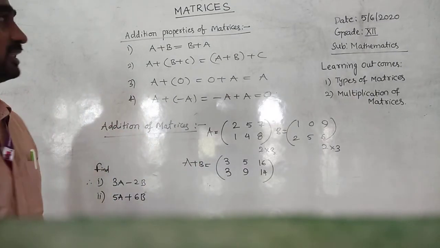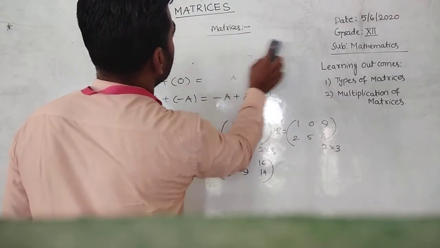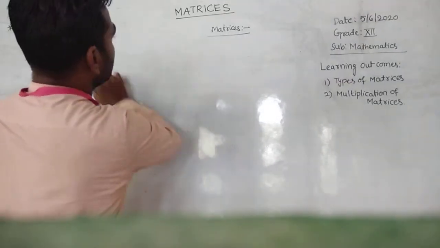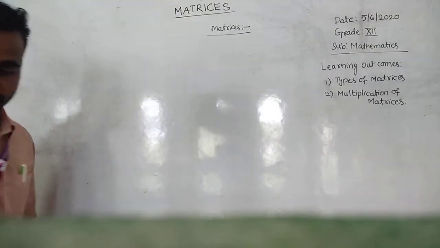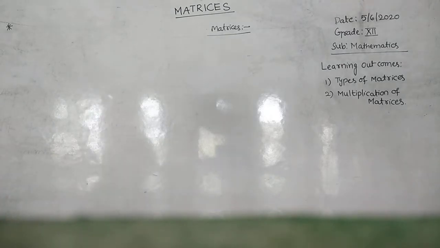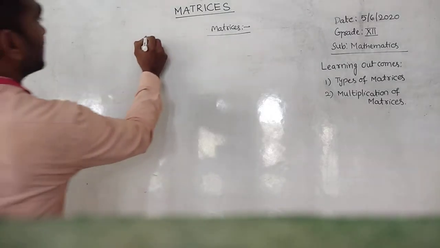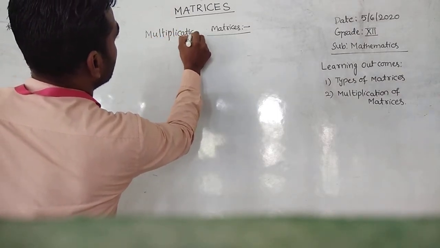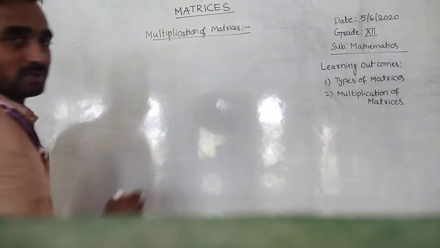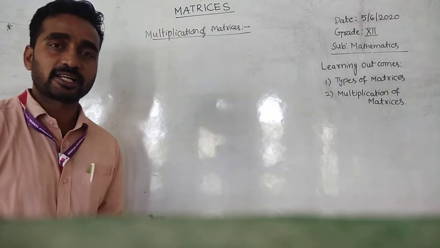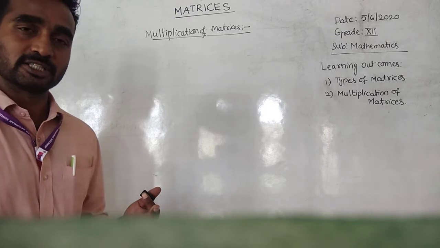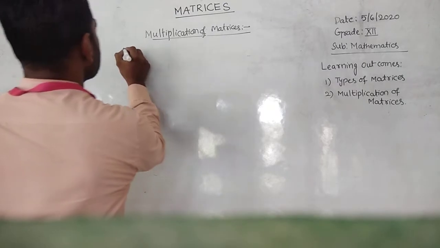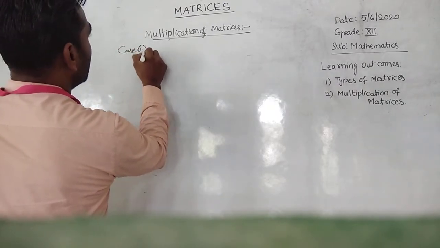Next we will see the multiplication of matrices. So how to multiply two matrices? You see here there are two cases. Matrix multiplication is possible when both are square matrices with the same order, and the second case. Case 1 and case 2.